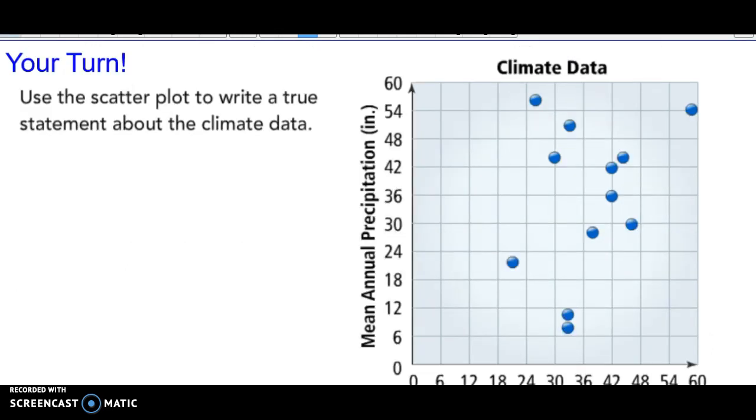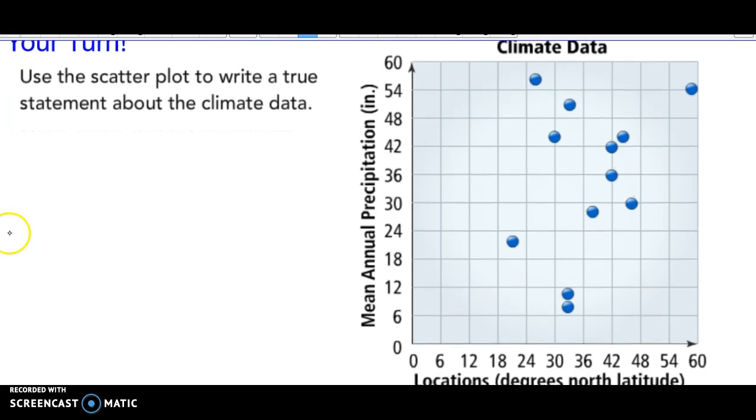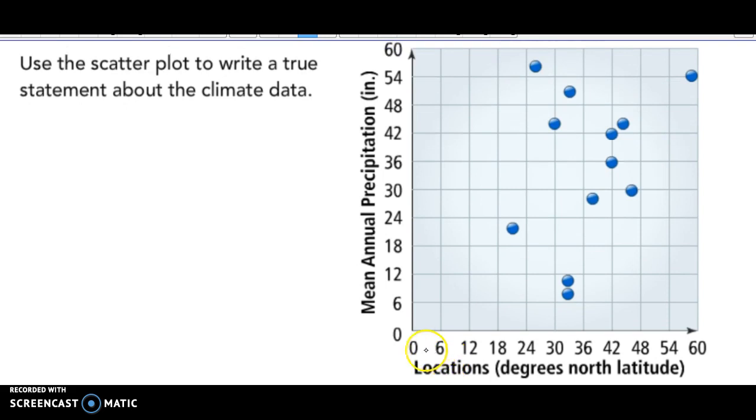Okay, your turn. Use the scatter plot to write a true statement about the climate data. Here we're looking at locations, and these locations are labeled in degrees north latitude. And we're comparing that to the mean annual precipitation measured in inches. So depending on your location in north latitude, how much rain or precipitation is that location receiving? See if you can write a true statement about the climate data. This will be your ticket out the door, so write this on your Post-it so you can turn it in to me. Pause the video if you need more time.